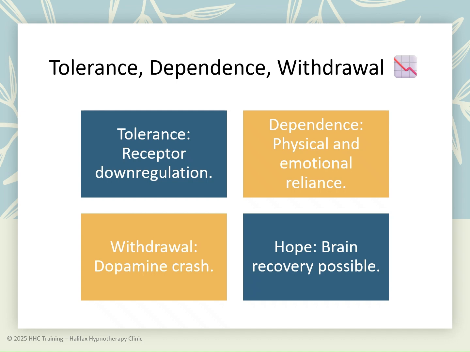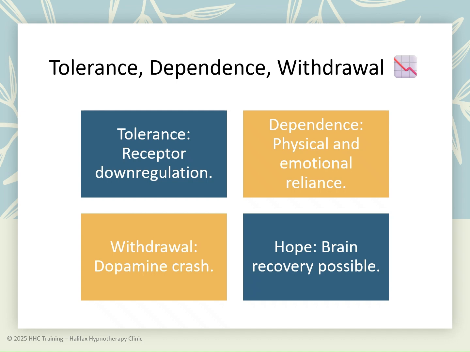The brain's response is to perceive this as being too much. To maintain balance, homeostasis, it tries to dampen the signal. This is called receptor downregulation. The brain reduces the number of available dopamine receptors on its neurons. With fewer receptors, the same amount of dopamine can't produce the same intense high. This is the neurological basis of tolerance.